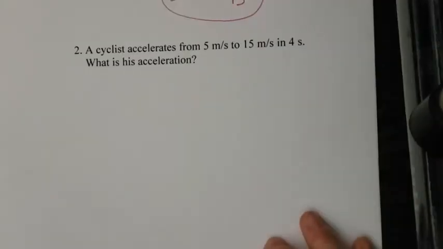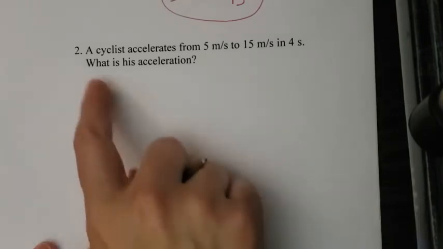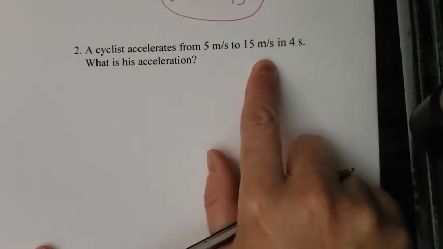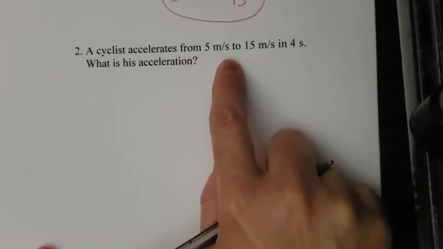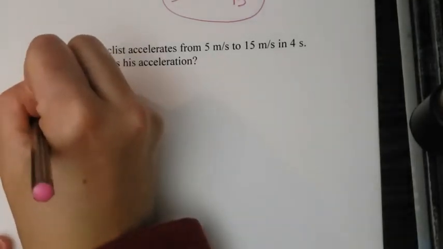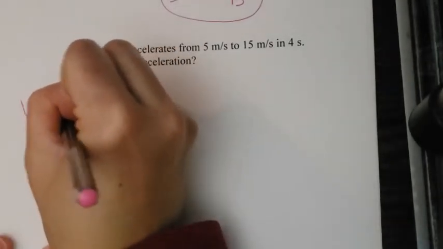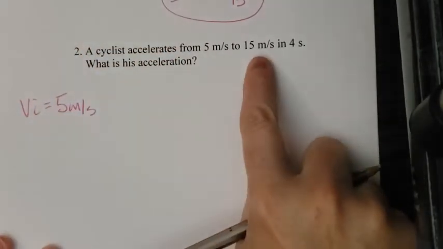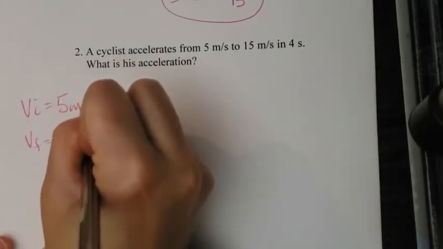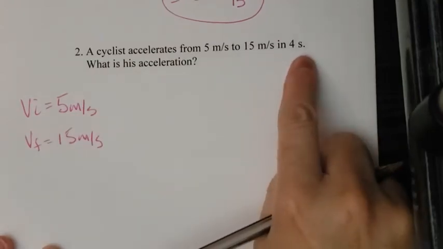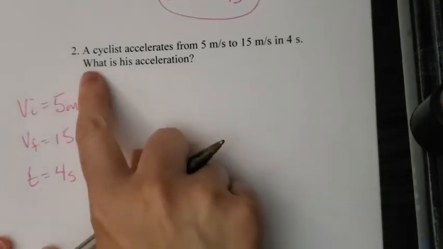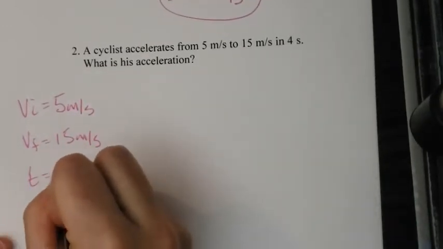This is our last example for acceleration. It says a cyclist accelerates from 5 meters per second to 15 meters per second. Meters per second is measuring a speed. So this must be our initial, that's our starting speed. So I'm going to write down VI is equal to 5 meters per second. And our final speed is 15. So VF, F for final, 15 meters per second in 4 seconds. Well, seconds is always measuring time. Time is 4 seconds. What is his acceleration? So I'm looking for A.